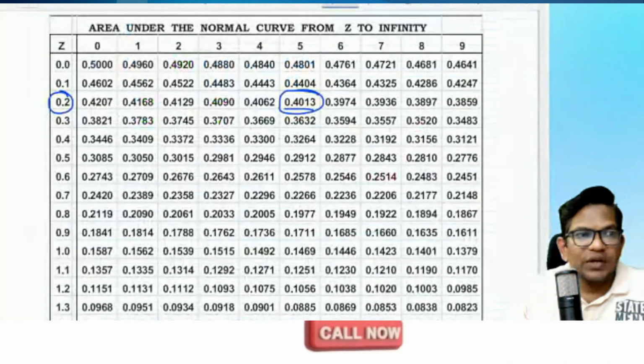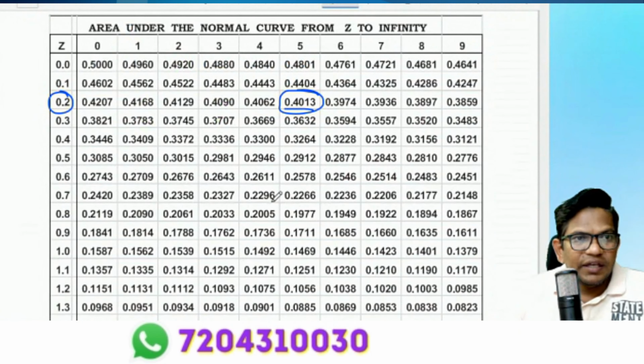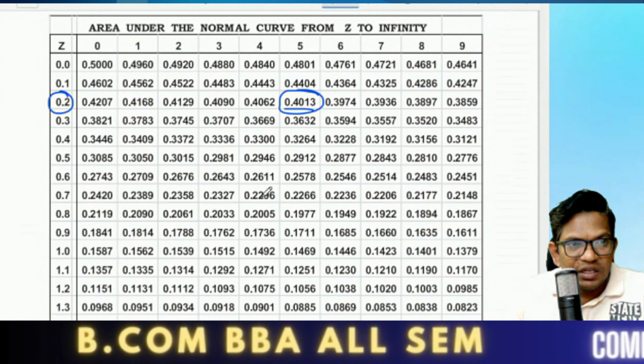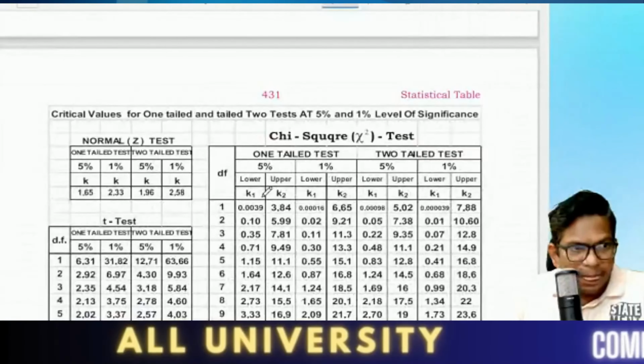So we will go to our sheet. Look at that. What we have here is infinity, 0.33. Yes or no? Just go down.